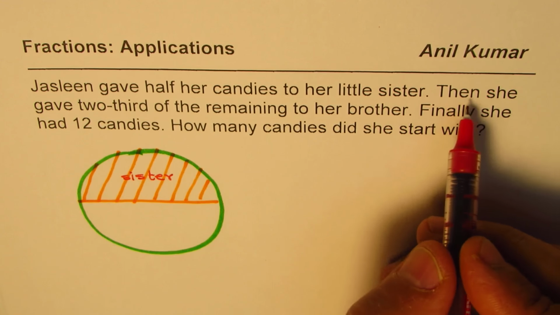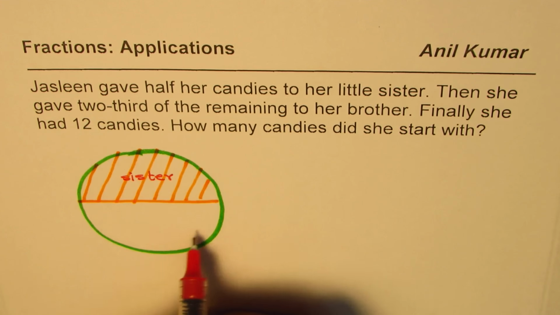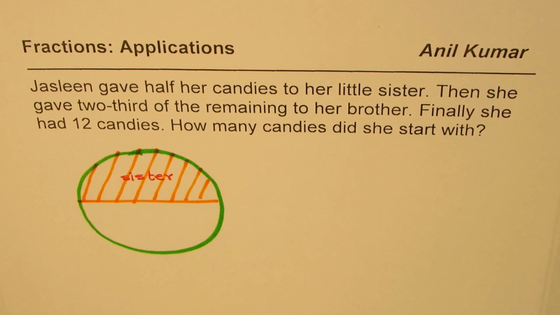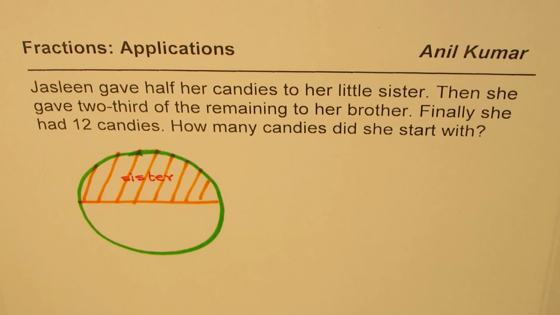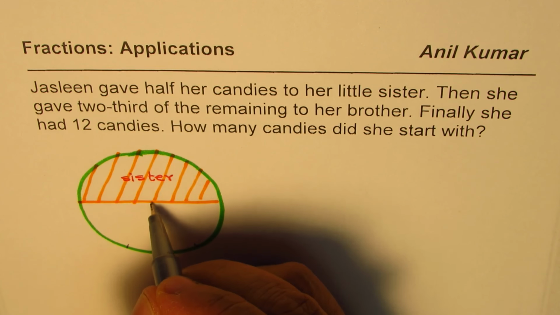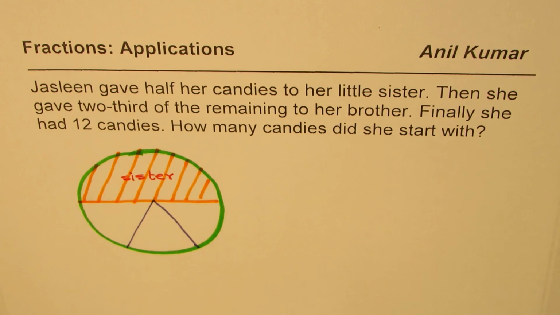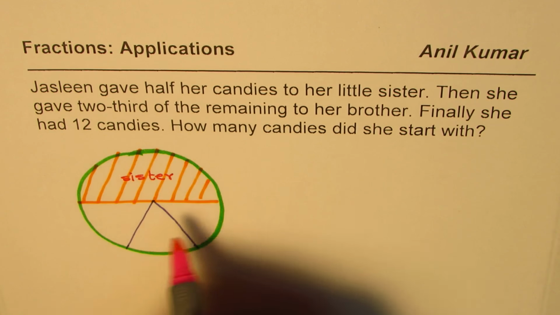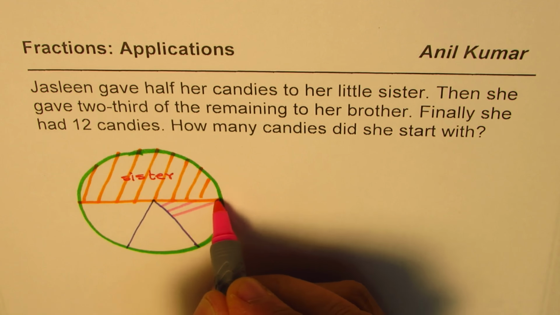And then what happened? Then she gave 2/3 of the remaining, so 2/3 of this portion, to her brother. So that means I have to make this portion in 3 equal parts, right? So let's make it in 3 equal parts. Now out of these 3 equal parts, she gave 2/3. That means 2 out of 3, right? So let's say these are the 2 parts which she gave.